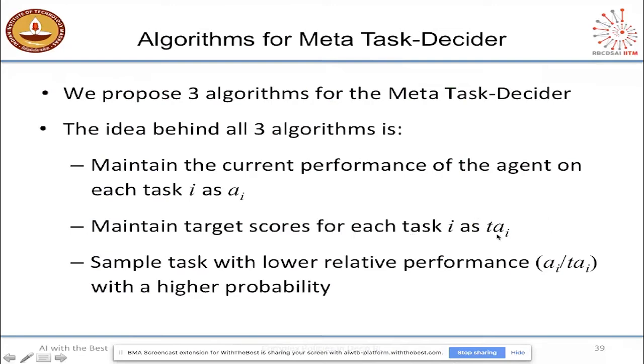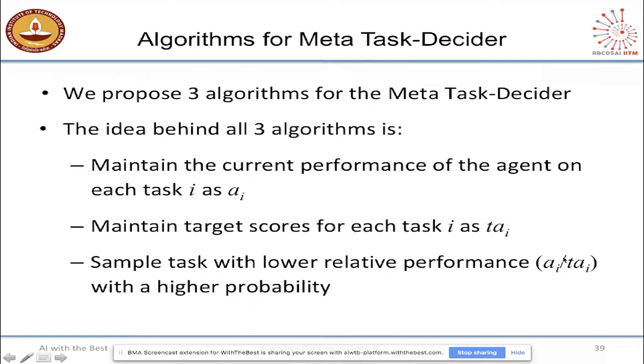So it could be a variety of ways in which you could get these targets. And then the idea is that you sample the tasks with lower relative performance, which is AI by TA. So AI is your current performance, AI by target performance. And the lower the relative performance, the higher the probability of you sampling it. Right? That's a rough idea, but then we have different ways in which we go about achieving this.